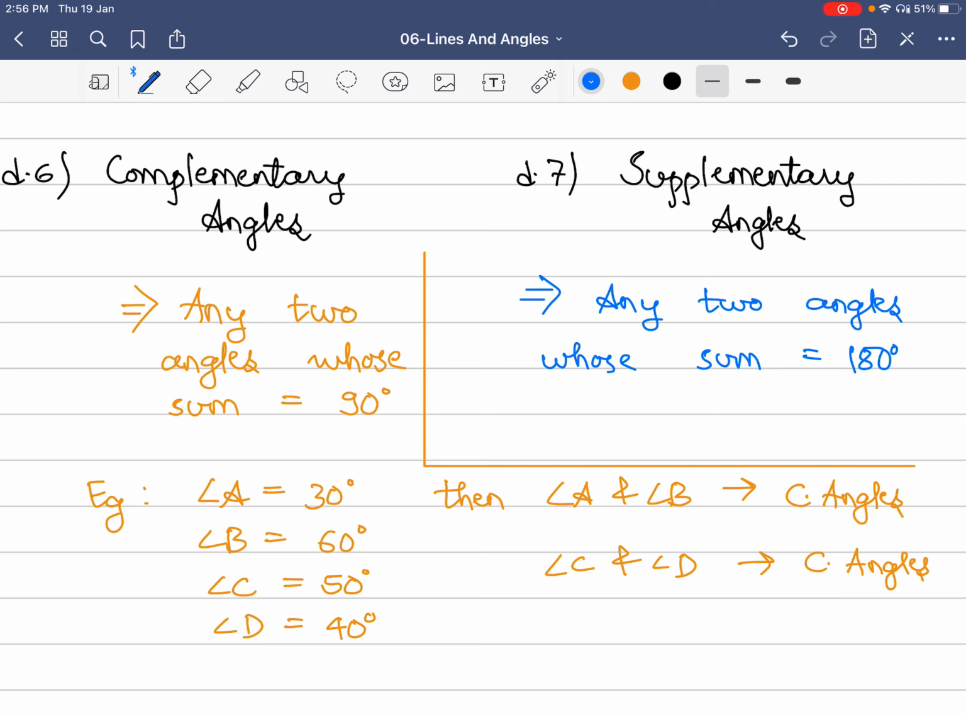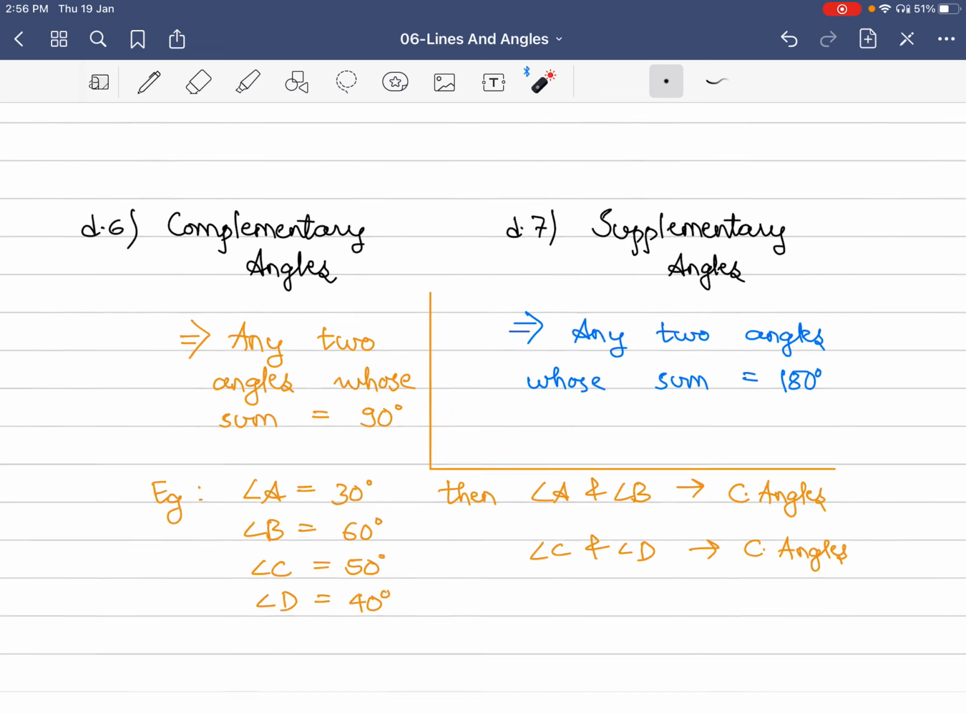Okay. So conceptually they are very similar to complementary angles, except that instead of 90 degree we will have 180 degree. Again note that this is a pair of angles, total two angles. A group of two angles will be called supplementary angles if their summation is 180 degree. If we have just one angle whose measure is 180 degree, then that is not a supplementary angle. We need two angles, exactly two different angles whose summation will be 180 degree.